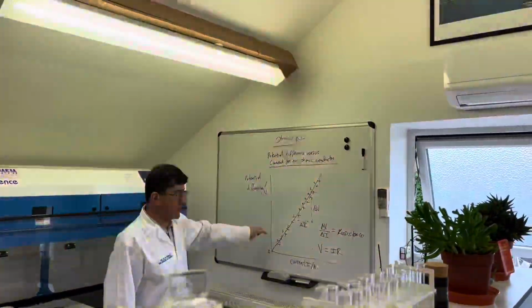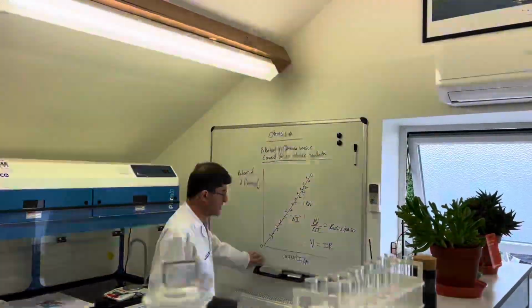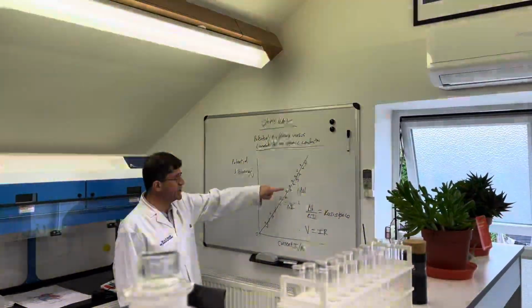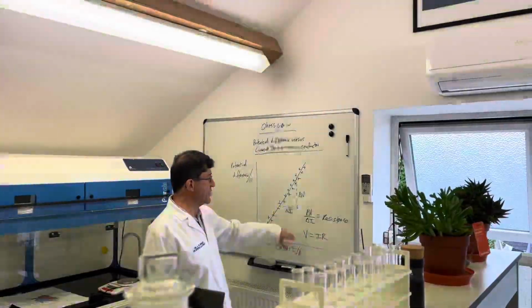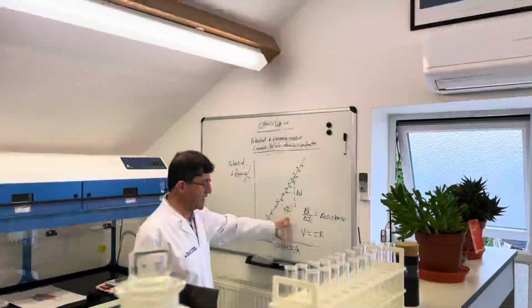And within the limits of experimental error, we should get a straight line through the origin. And if you find the gradient of the line, you get the resistance of the circuit.